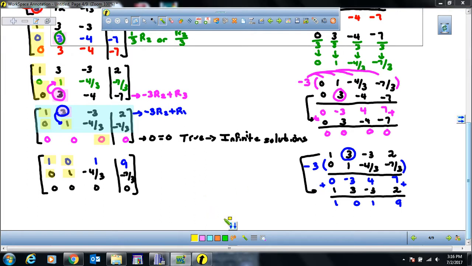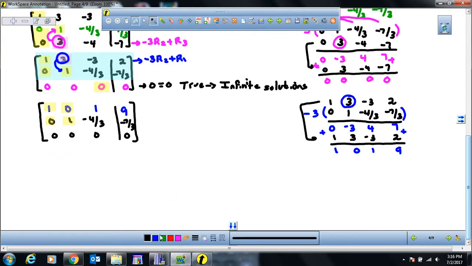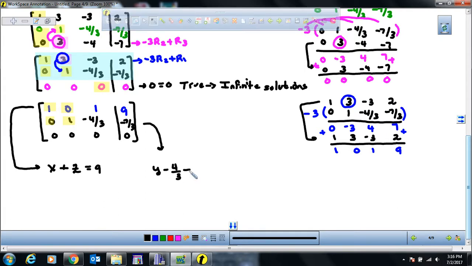Okay. So, what do we need to do to finish this? We just need to rewrite the two equations that we have there. We're going to rewrite them. So I'm going to bring my first equation, which in this case is read as 1x plus no y, so plus 1z. So I'm going to put plus z equals to 9. And my second equation says no x, then 1y minus 4/3 z, and that is equal to negative 7/3.